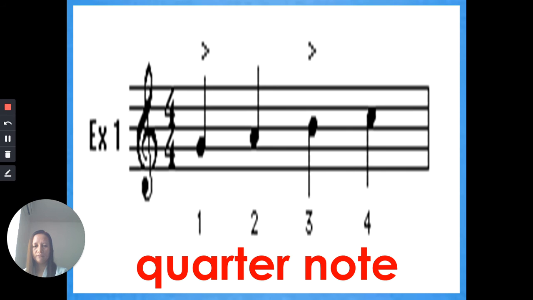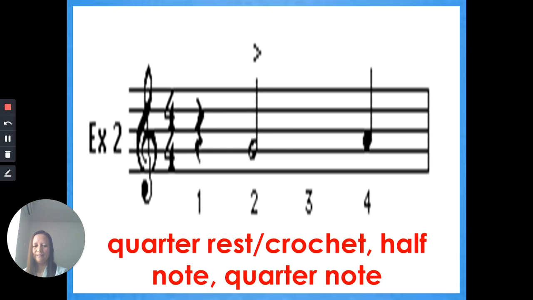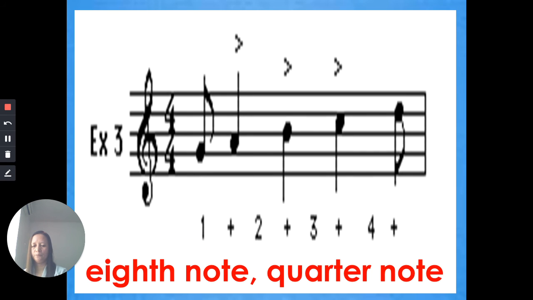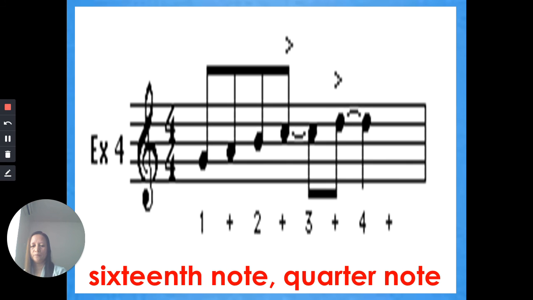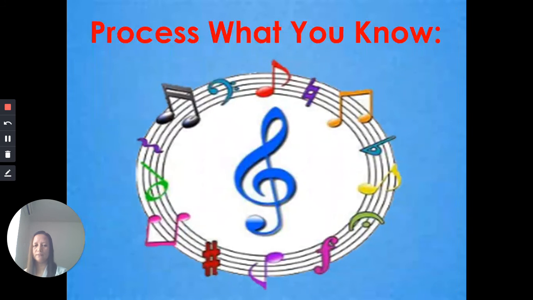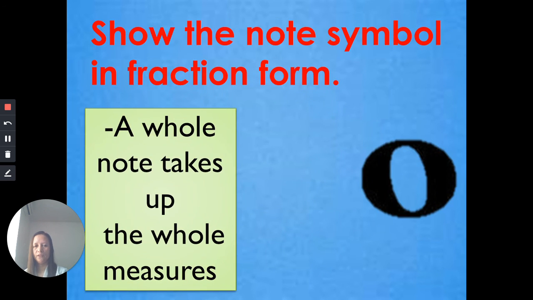Next we have a quarter note, then a quarter rest, half note, and quarter note. Eighth note and quarter note. 16th note and quarter note. Process what you know. Show the note symbol in fraction form.